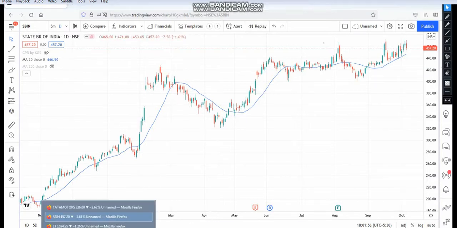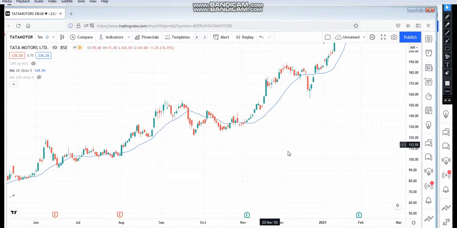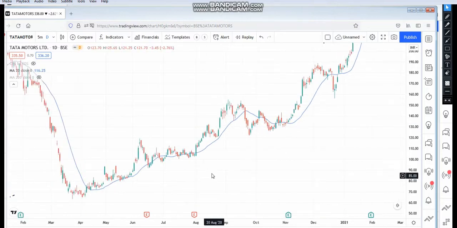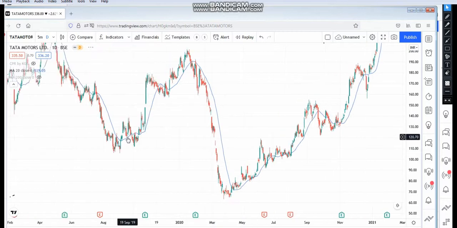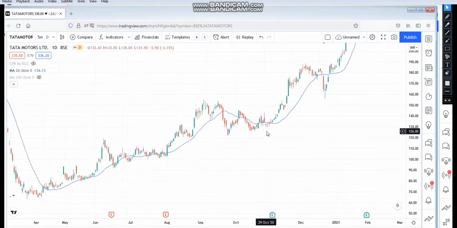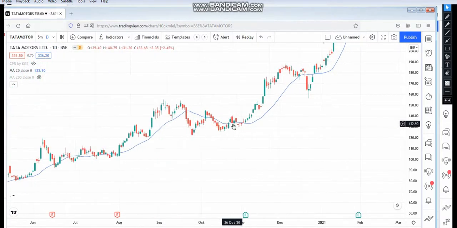Okay, next we are going to see about Tata Motors. This is the Tata Motors daily candle chart, actually a historic chart, and in Tata Motors we are going to see the triangle pattern. Here you see there is a triangle pattern. So I am going to draw a triangle pattern in Tata Motors. This is a historic chart of daily candles.